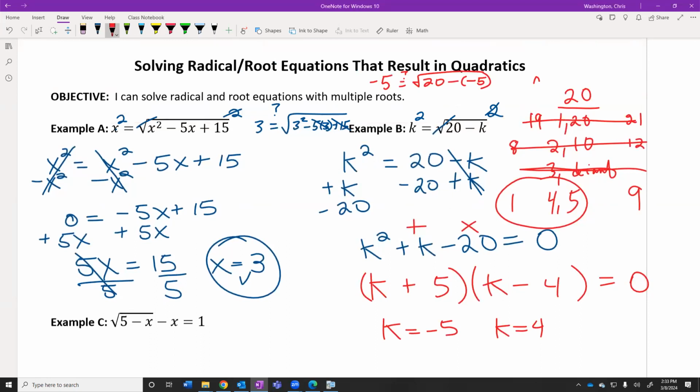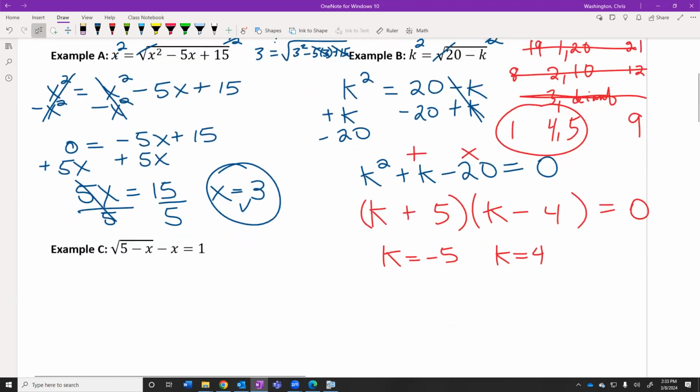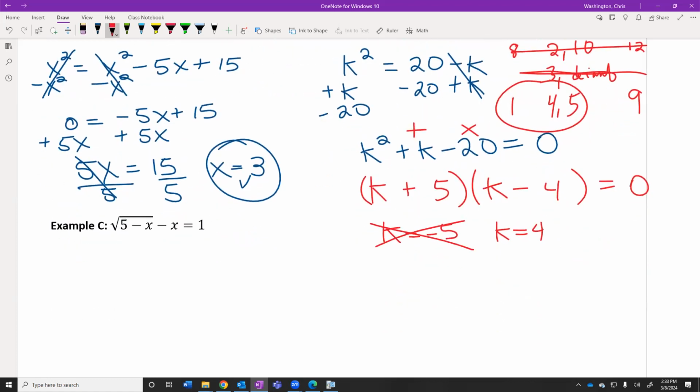You type that right side in the calculator. It's going to say positive 5. Does negative 5 equal positive 5? No. So k equals negative 5 is not a solution to our original equation. Yesterday, we called this an extraneous solution.